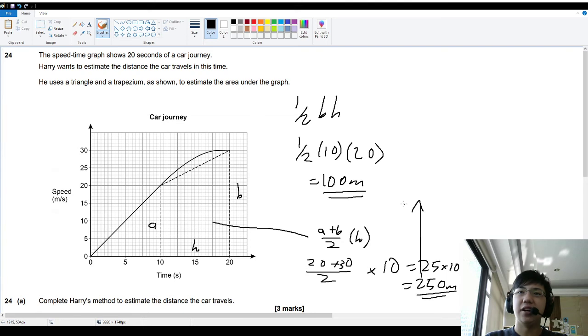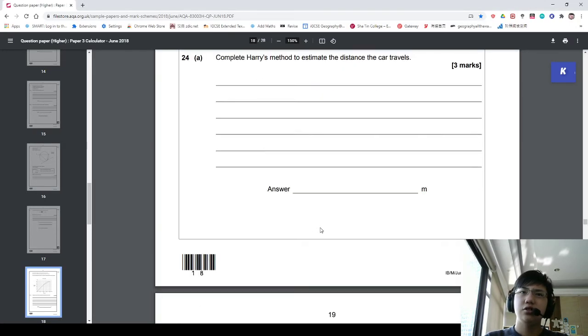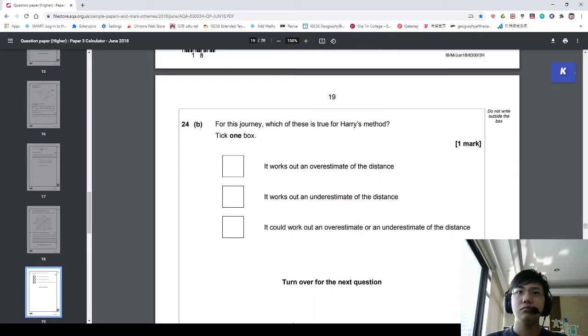So using both of these values, we can figure out that the distance the car travels is 100 plus 250 meters, which equals 350 meters, giving us our answer. This question has a part B. So we need to figure out for this journey which of these is true for Harry's method. Tick one box. It works out an overestimate of the distance, or it works out an underestimate of the distance.